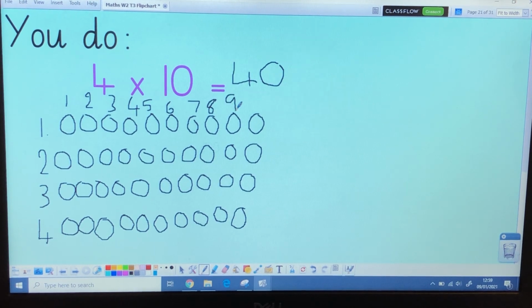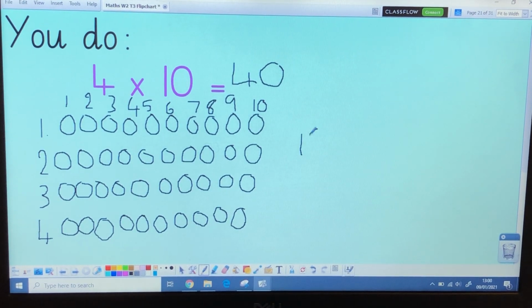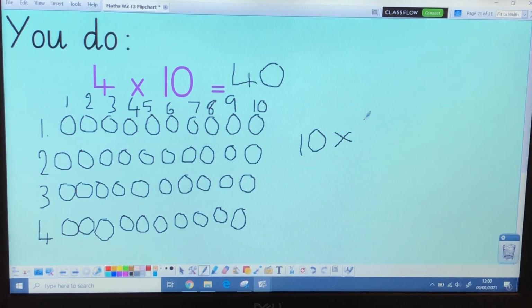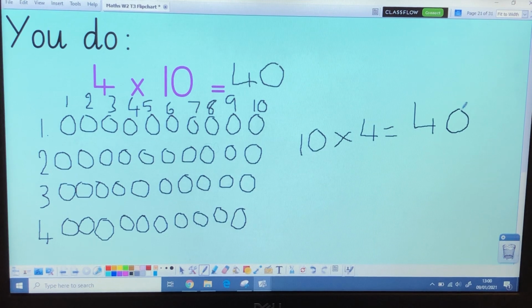8, 9, and 10. So we've got 10 groups. And how many have we got in each? 1, 2, 3, 4. So we've got 10 groups, so that's our first number. 10 times 4, because we've got 4 in each of our groups. And that would equal 40 as well.